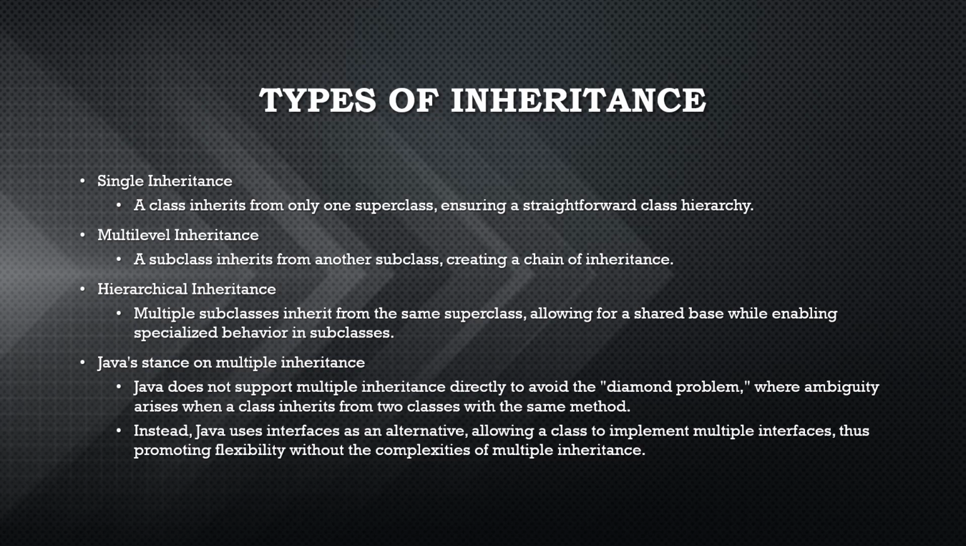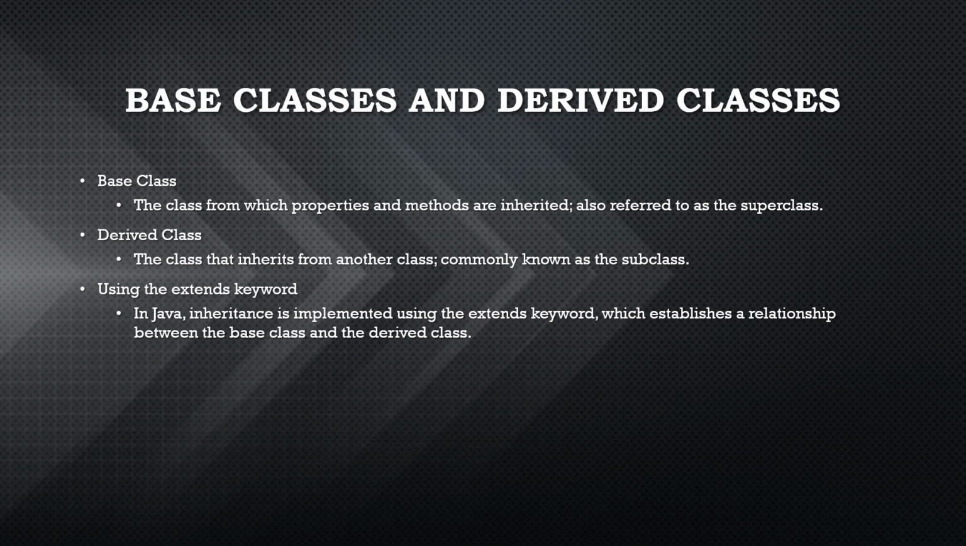Inheritance in Java comes in several types, each serving a distinct purpose. In Java, single inheritance allows a class to inherit from only one class, creating a clear and straightforward hierarchy. Multi-level inheritance enables a subclass to inherit from another subclass, forming a chain that can represent more complex relationships.